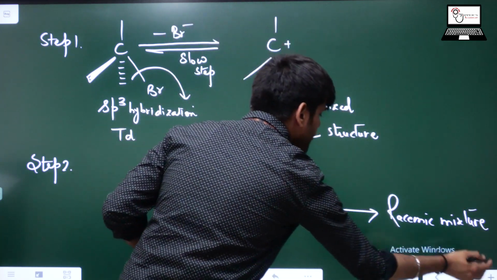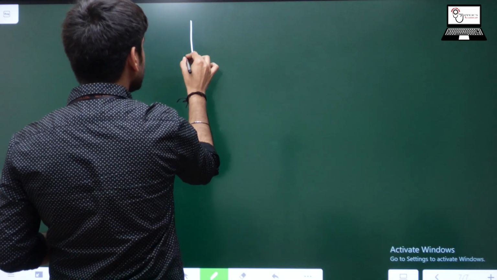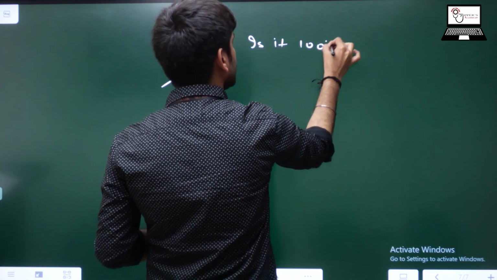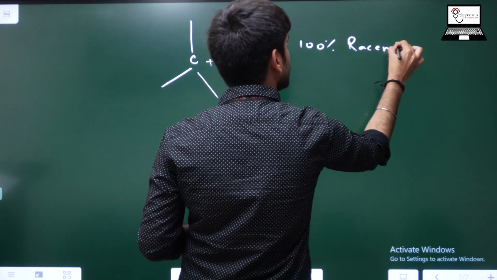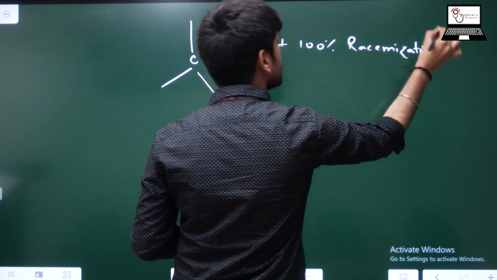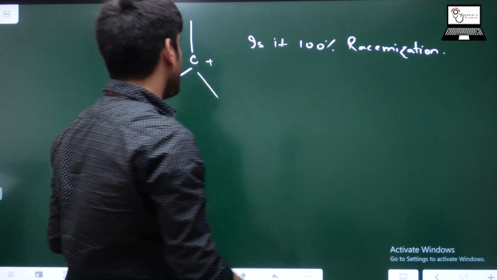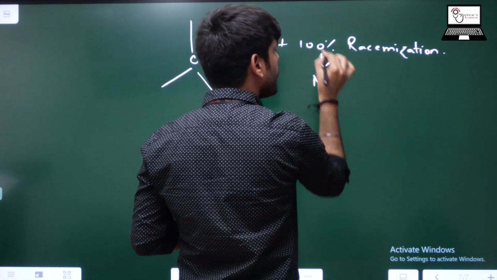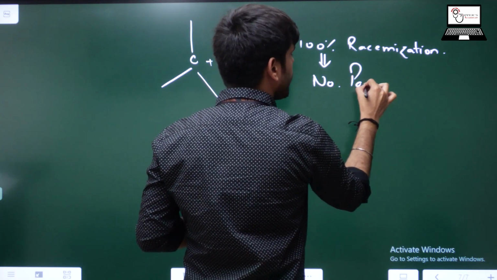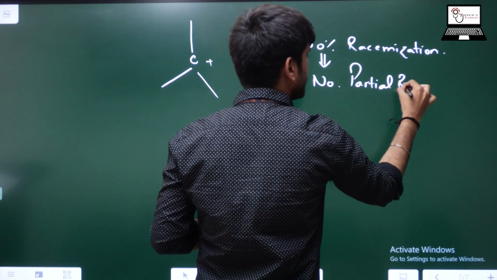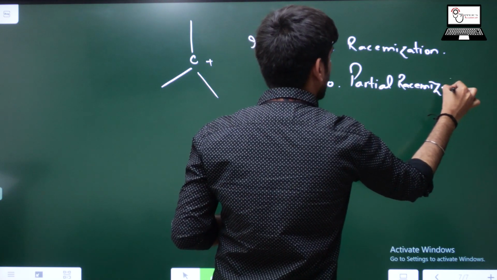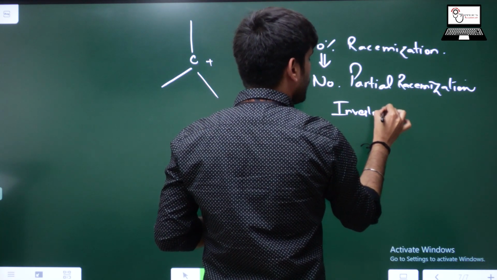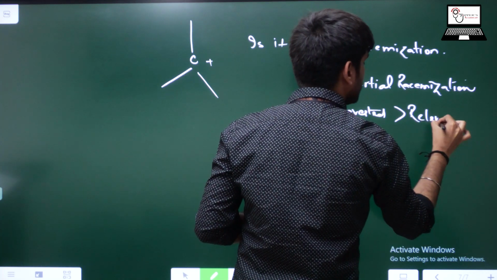But my question to you is, is it 100% racemization? 100% racemization means 50% inversion and 50% retention. Then my answer to this question is that no, this is not 100% racemization. This is partial racemization, with the inverted product more than the retention product.